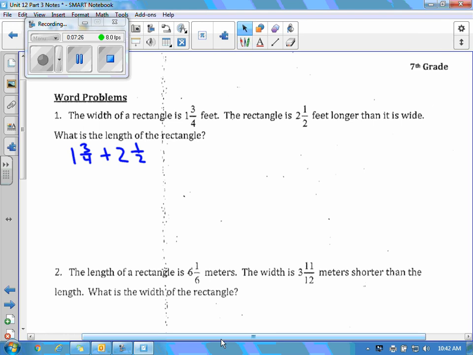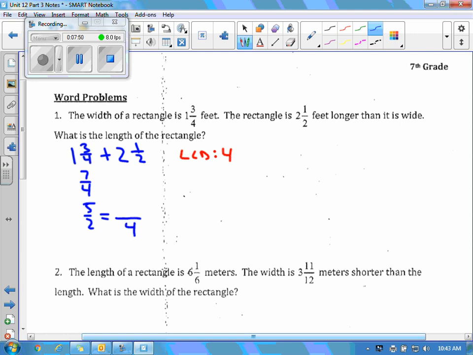So I'm going to start by finding my LCD. I have 4 and 2, so my LCD is 4. Again, I like to write them as improper fractions. So 1 and 3/4 will become 7 over 4. 2.5 will become 5 over 2. And then 7 over 4 already has the common denominator. 5 over 2 becomes 10 over 4. So I have 7/4 plus 10/4, which will give me 17 over 4. And then to write that as a mixed number, I'm getting 4 and 1/4.